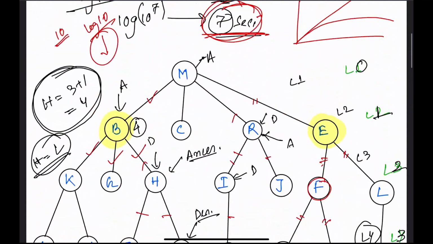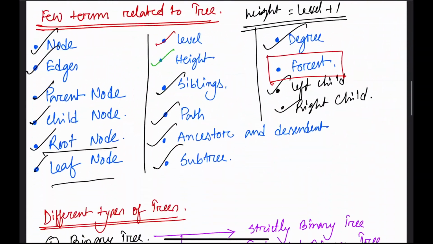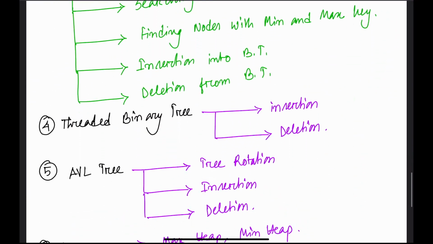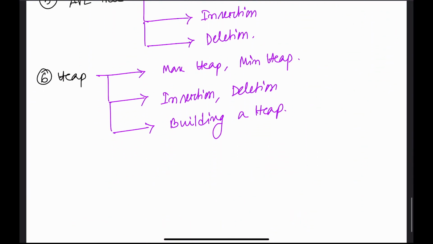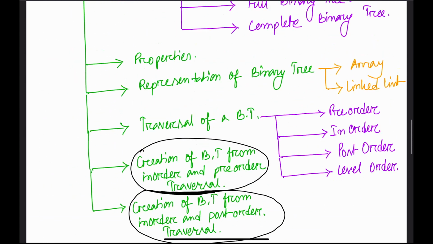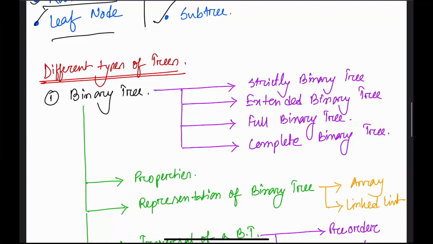There are many more things like red-black tree, B tree, B plus tree. These are advanced topics, that's why I'm not including them in this playlist. I will be talking about all the things which I have told you right now. So see you in the next video. We will start with the binary tree.